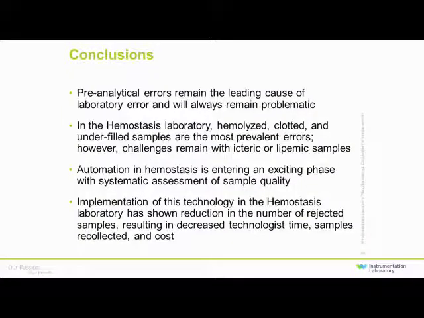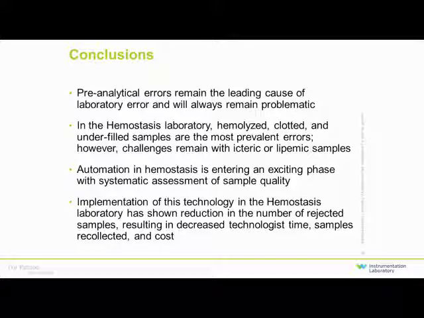So just to conclude what we went over in this symposium, pre-analytical errors are the leading cause of laboratory error, and they're always going to be problematic for us since we have no control over that phase of testing. In the hemostasis laboratory specifically, in order, hemolyzed, clotted, and underfilled samples are the most prevalent errors, but there will be challenges with icteric or lipemic samples as well.